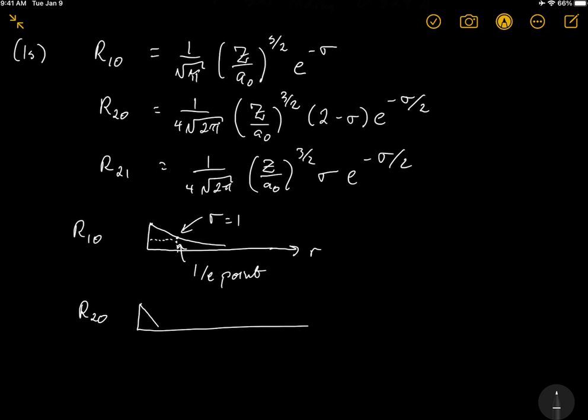and then it's going to go through 0 roughly at... it's not going to be a straight line, it's going to be some kind of curve, but it's going to look a little bit like a straight line, and it's going to go through 0 at sigma equals 2. And then it's going to go negative for a while, and then it's going to decay off exponentially at large values of r or sigma.